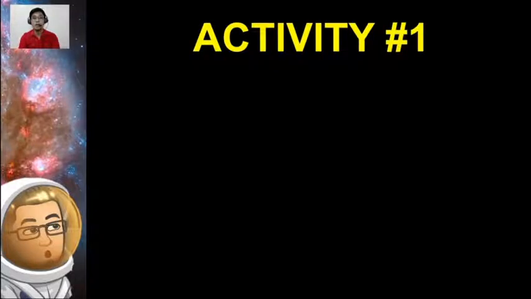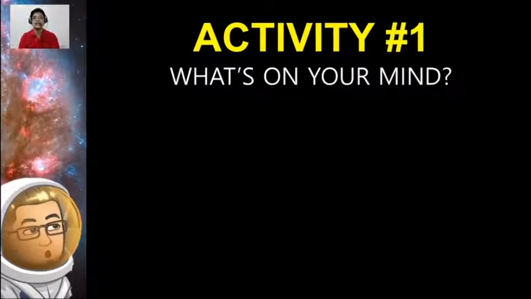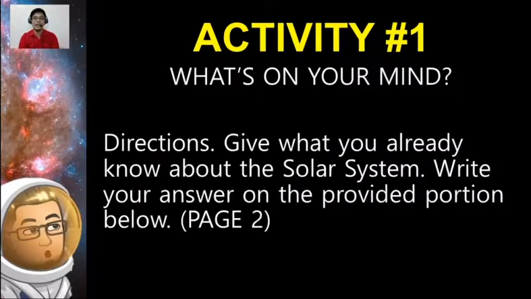And for our preliminary activity, let us have activity number 1. So this is entitled, What's on Your Mind? So for the directions, you are just going to give what you already know about the solar system. Anything that you already know about the solar system, you can write it down on page number 2 of your module under activity number 1, What's on Your Mind? So at this point in time, you can actually pause this video for a minute and you can answer activity number 1, What's on Your Mind?